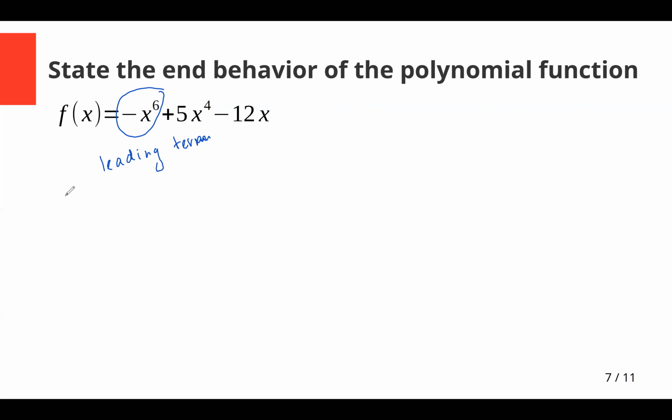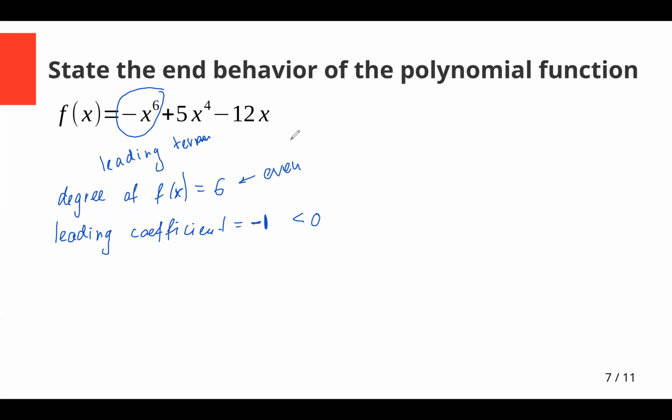We look at its degree, right? Because it's the degree of the polynomial, degree of f of x. It will be 6, right? And the leading coefficient is -1, right? Because of the negative here. So this one is less than 0. This one is even. And this is what we were basing our judgment on: whether the degree of the polynomial is even or odd, and what's the leading coefficient? Is it less than 0 or greater than 0, right? So these are the two things we were looking at.